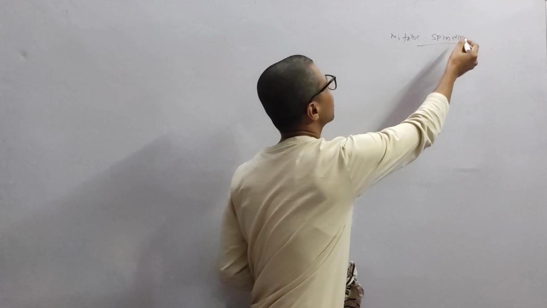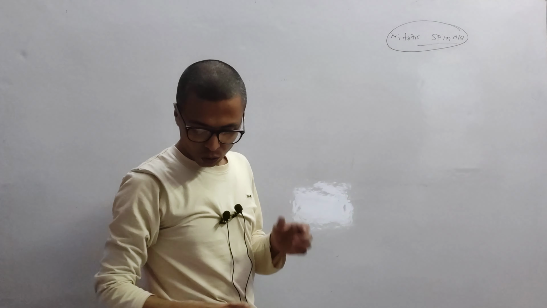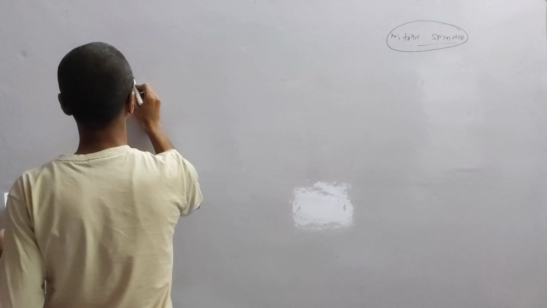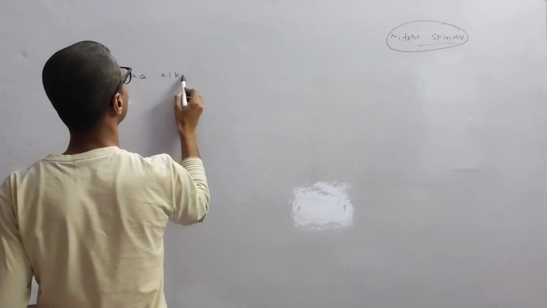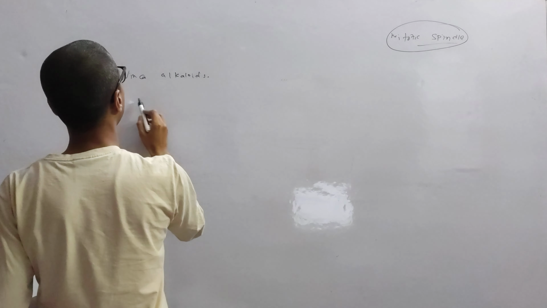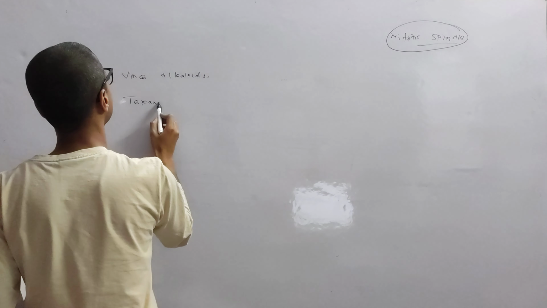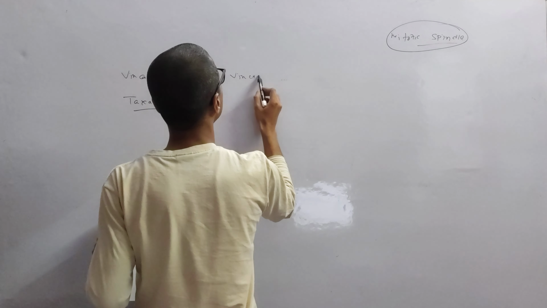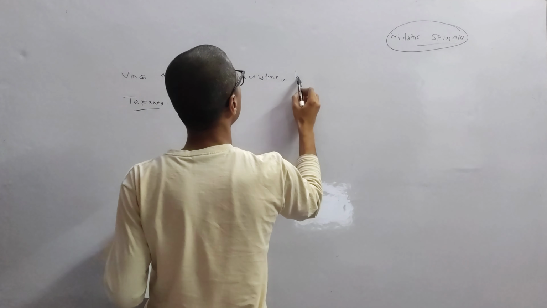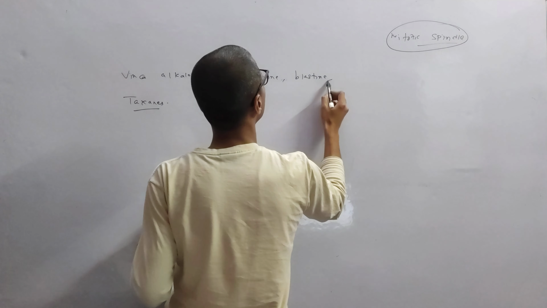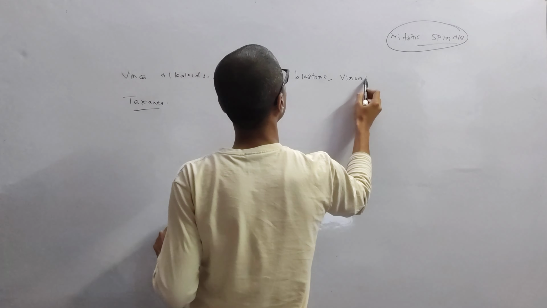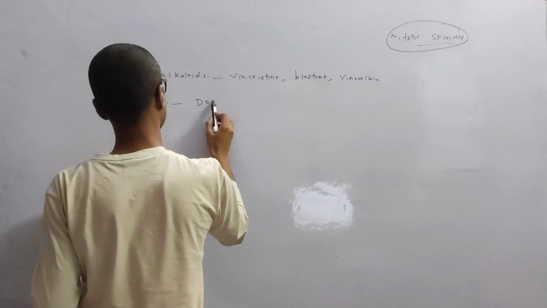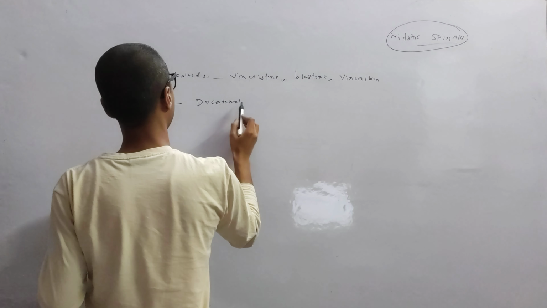Now let's talk about mitotic spindle inhibitors. What are different mitotic spindle inhibitors? One is vinca alkaloids. Another is taxanes. Vinca alkaloids include vincristine, vinblastine, vinorelbine. Taxanes include docetaxel, paclitaxel.